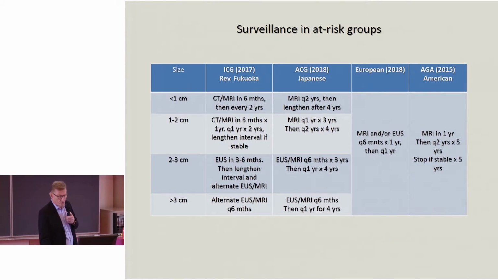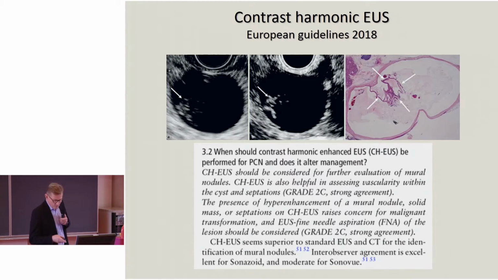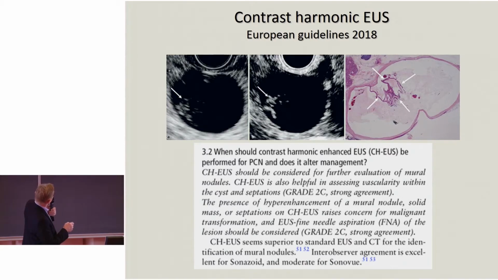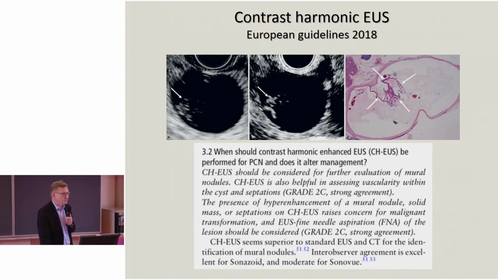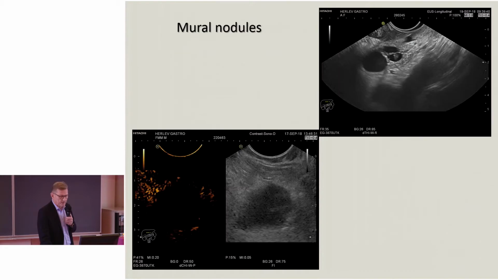These just show the difference. I have skipped that. What the European guidelines also talk about is contrast harmonic EUS, and they recommend that it should be performed whenever there is a suspicion of a mural nodule. And we can only agree on this because some of these nodules are not really neoplasms.